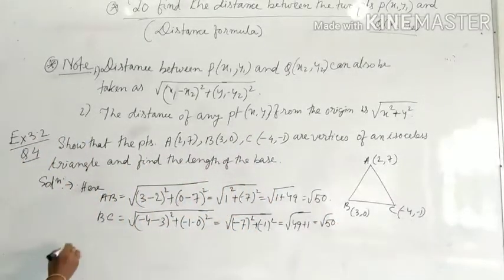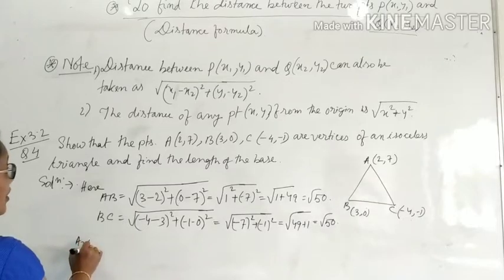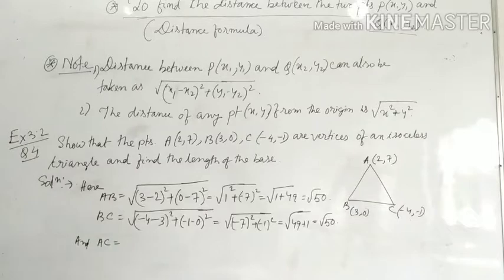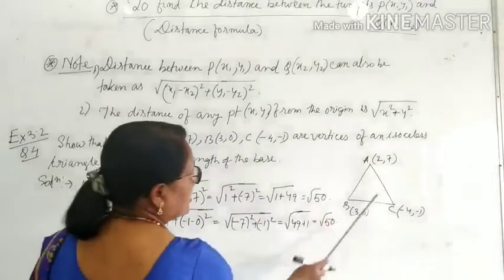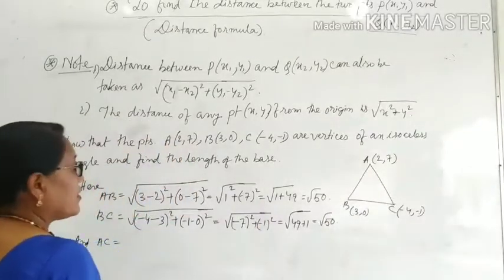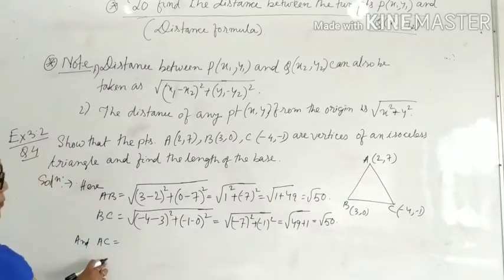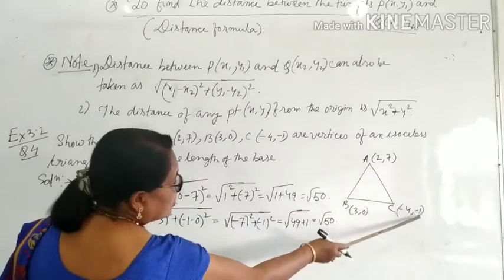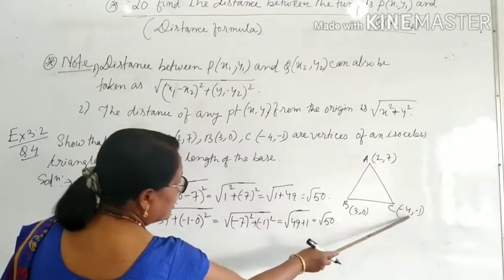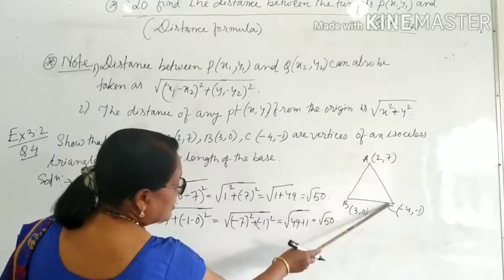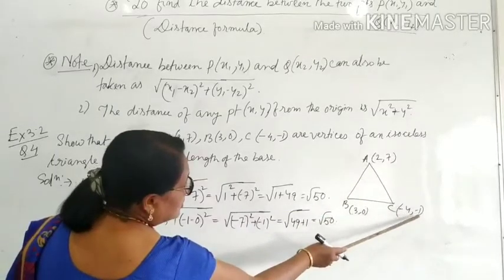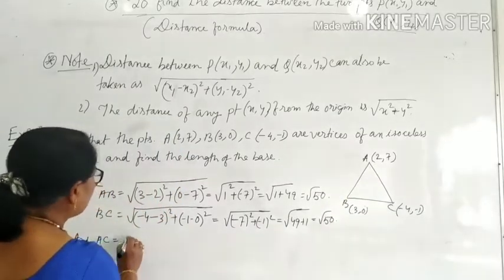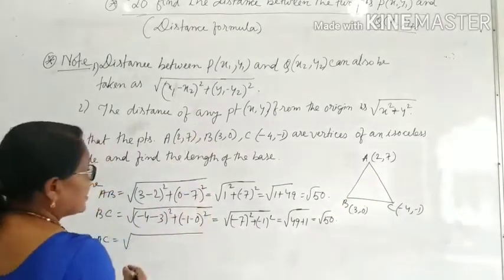And AB, BC we have found. Now we have to find AC. Then for AC, in the same way, X2 and X1 are the same, you have to decide yourself here. In case of AC, minus 4 will be X2, this one Y2, and here X1, Y1. And then you can substitute by using the same formula.